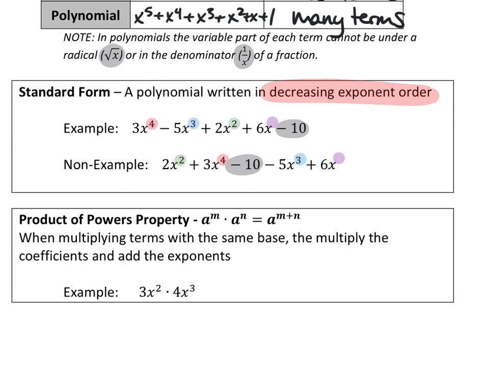One more thing we need to remember before we really get into polynomials is this exponent rule. It's called the product of powers property. This is super duper important. If you were to highlight, circle, star, underline anything today, this probably would be the most helpful.